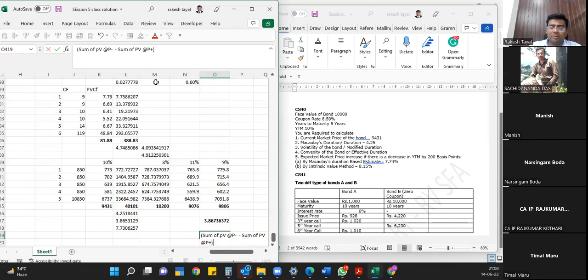divided by 2 into P0 into change in rate, the change in P. P means percentage.